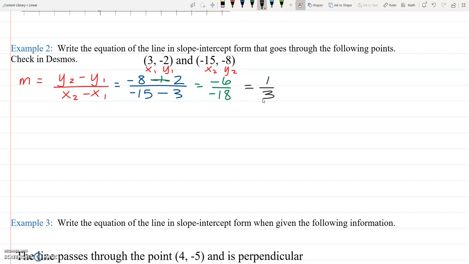Okay, I still need my y-intercept. I can't just look at the graph and figure it out at this point, so I'm going to show you how to find it algebraically.